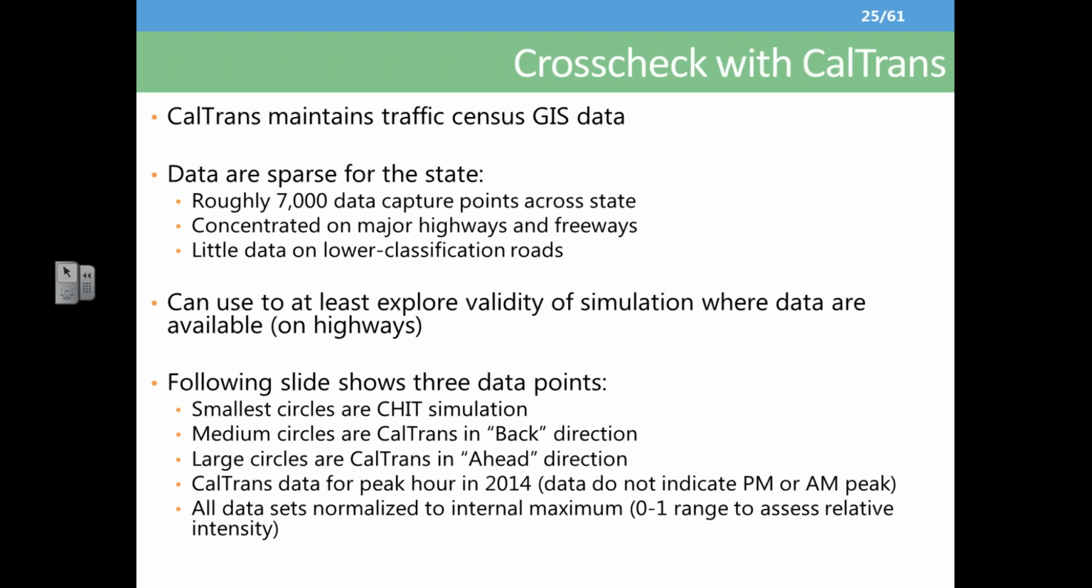But even though it's limited, we can still use it to explore the validity of this simulation where those data are available. So on the next slide, I'm going to show a map with those same four areas: San Diego, Sacramento, LA/OC, and the Bay Area. In that map, there are sets of three circles all on top of each other. The smallest circle is the CHIT simulation.